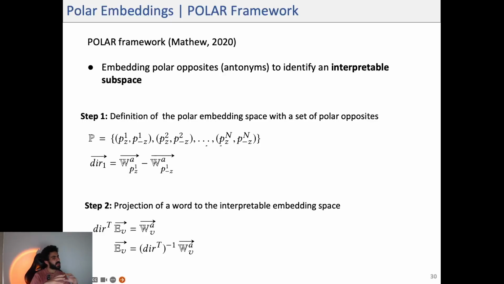The second equation just arranges the same logic algebraically, so it lets us go from polar space back to the original if needed, by saying that the word's position in the polar space, EV, equals the inverse of the transpose of the matrix of polar directions multiplied by the original word vector. So overall, this framework lets us take black box word embeddings and reframe them in terms of intuitive, human-defined contrasts.